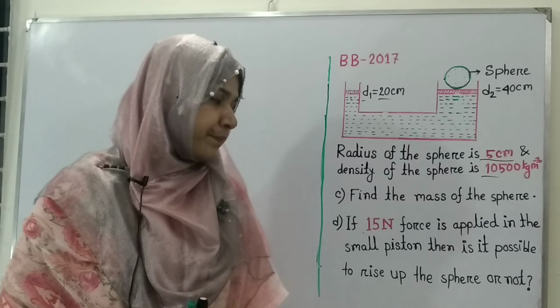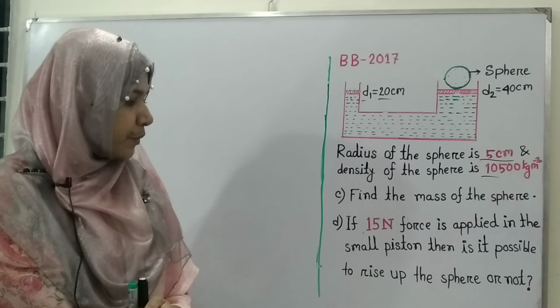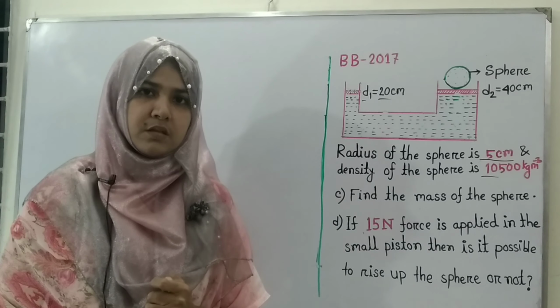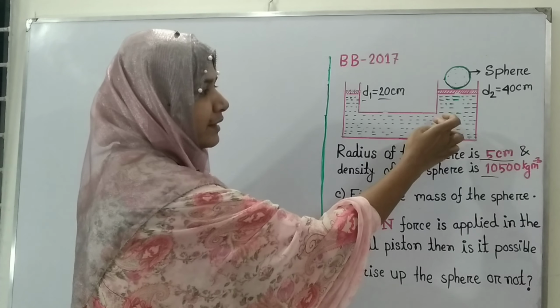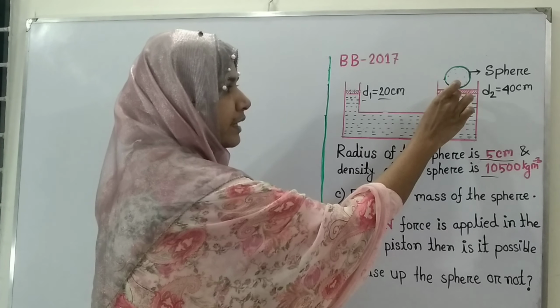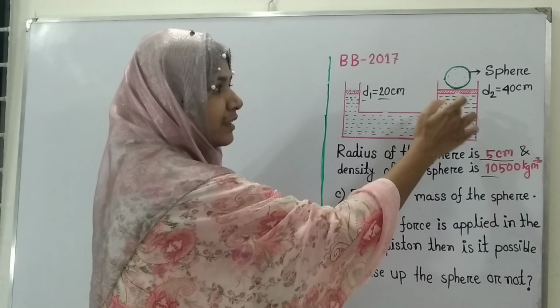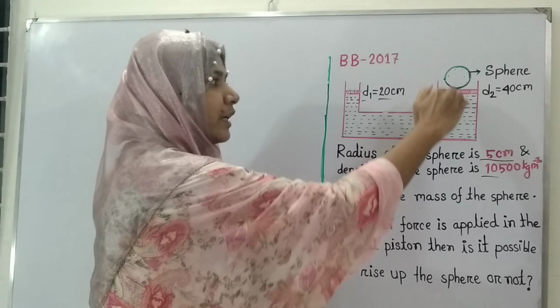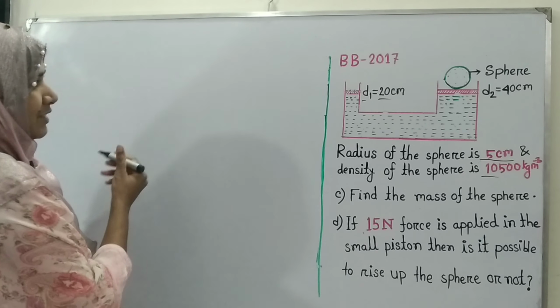Now question number D. If 15 Newton force is applied on the small piston, then is it possible to raise up the sphere or not? That means we have to calculate the weight of the sphere and the upward force that is exerted on the larger piston. Then we can say if the weight of the sphere is greater than the upward force, then the sphere will go downward, and if the weight of the sphere is smaller than the upward force, then we will be able to raise up the sphere. So let's start to calculate question number D.